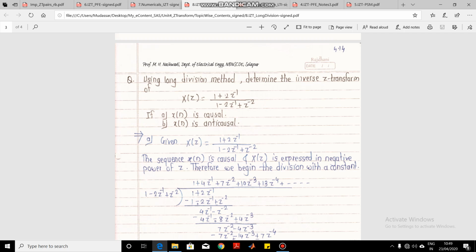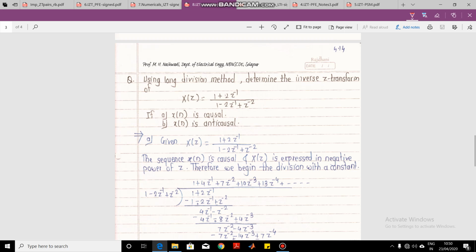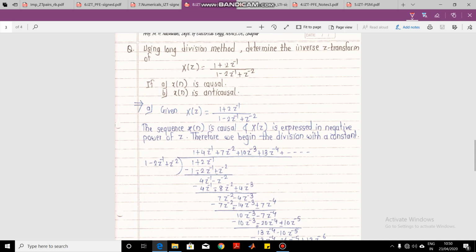We know that when it is a causal signal, the ROC will always be in the form of an exterior of a circle. So mod of Z greater than R is the ROC for a causal sequence. And when it is non-causal, we know that it is mod of Z less than A, that is the interior of the circle, for anti-causal or non-causal. So in this case, how to solve it? By using the long division method.